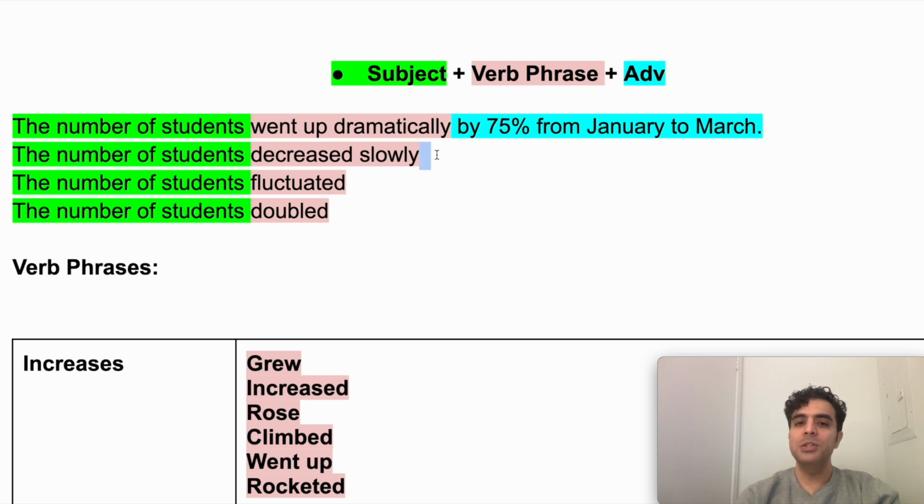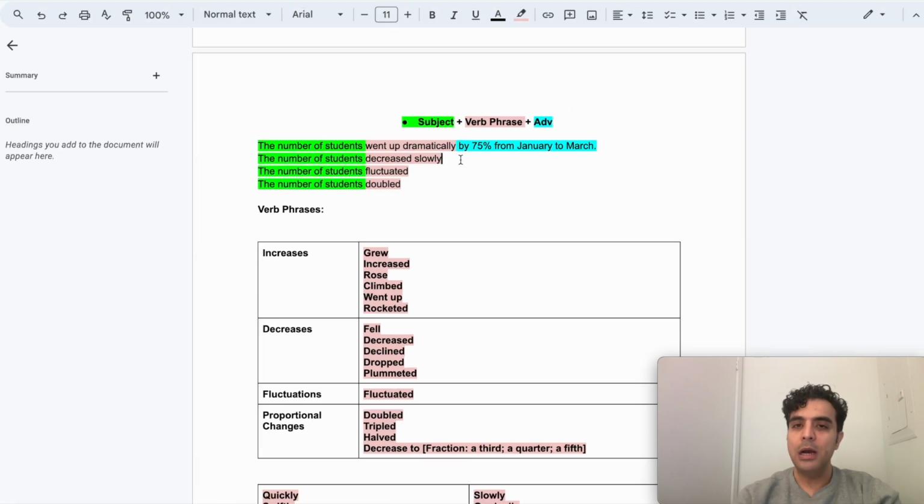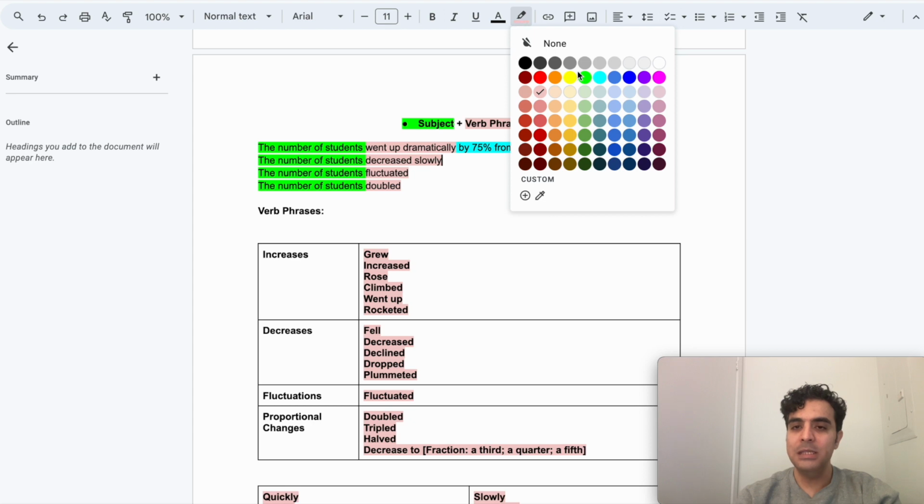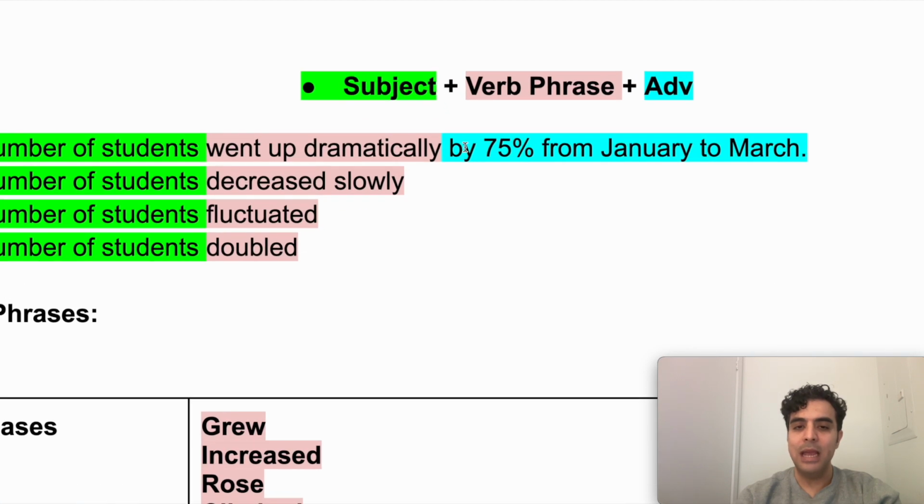Okay, now here's another one. The number of students decreased slowly. This time, I'm going to mention how much this decreased by mentioning the start and the end point. So instead, I'm going to say from, and let's say 5% to 80%. So it increased by 75%, right? So from 5% to 80%.